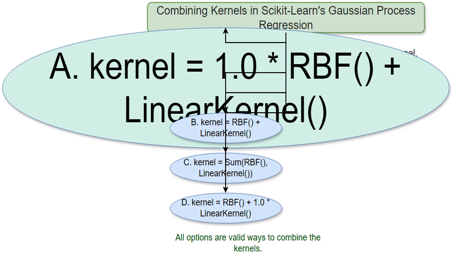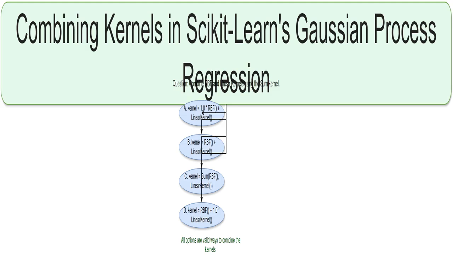RBF stands for radial basis function. The sum kernel explicitly constructs the sum of the outputs of the given kernel functions. It's the most explicit approach and often preferred for better code organization. I see a hyperparameter, 1.0, scaling the RBF kernel before adding the linear kernel. It's similar to option B, but now we're adjusting the influence of the RBF kernel before combining them using the plus operator. This allows for more fine-tuned control over the contribution of each kernel.